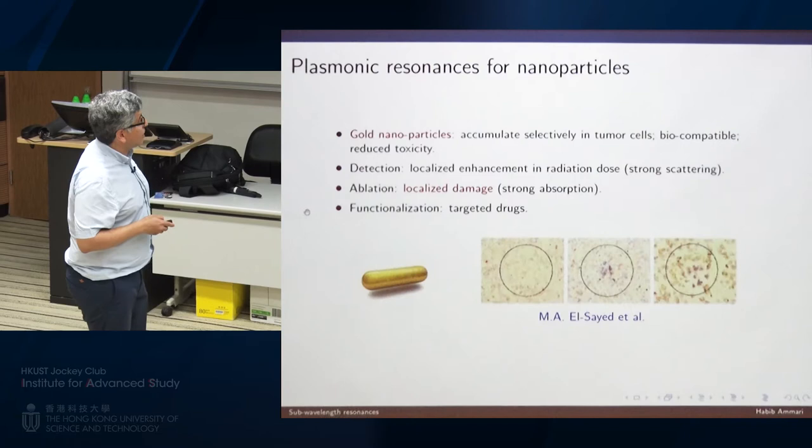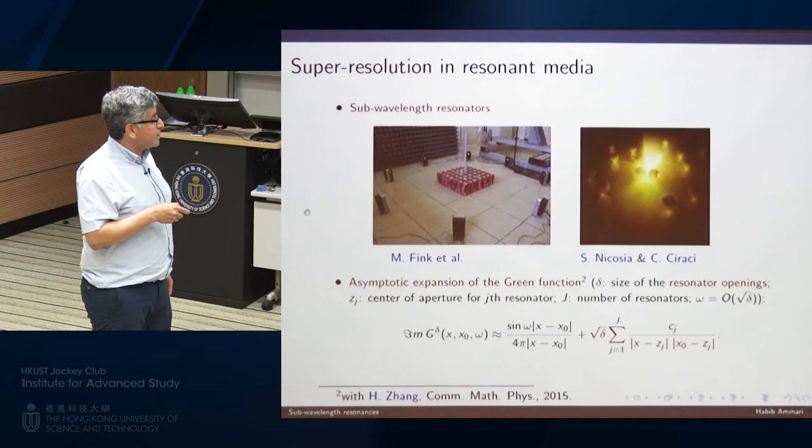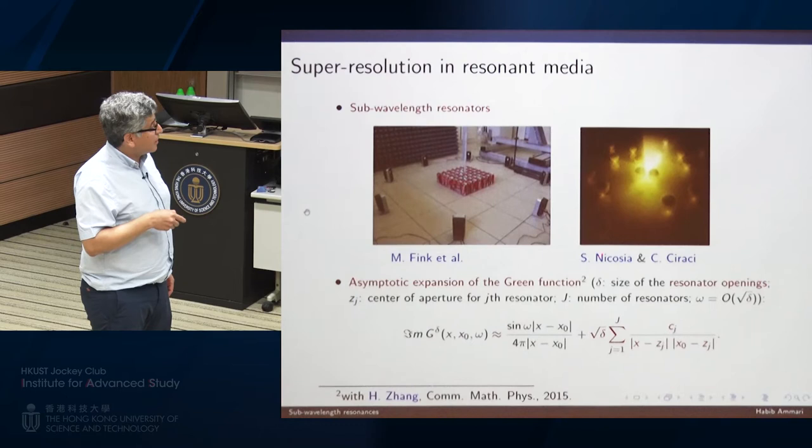So I will show you first what these plasmonic nanoparticles are. These are very small particles, much smaller than the wavelength of the light. And as you can see here, this is not numerics and this is not experimental, this is published. It's a cover of Science a few years ago. And this is the light. You can focalize it. And the focal spot here is of order the size of one resonator.